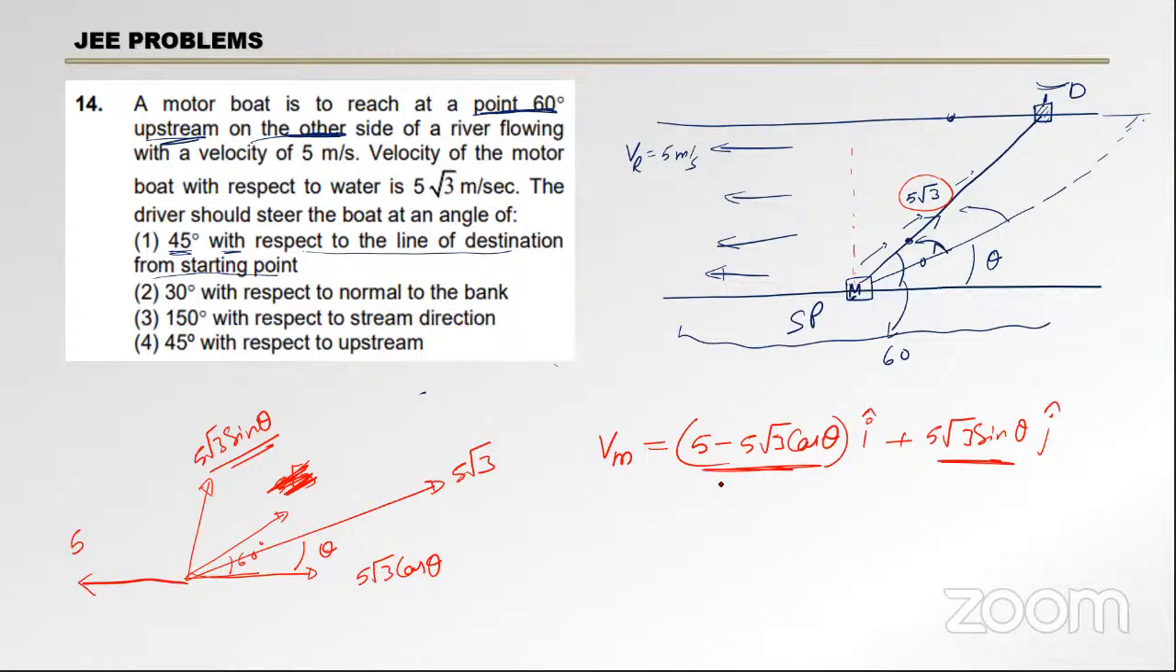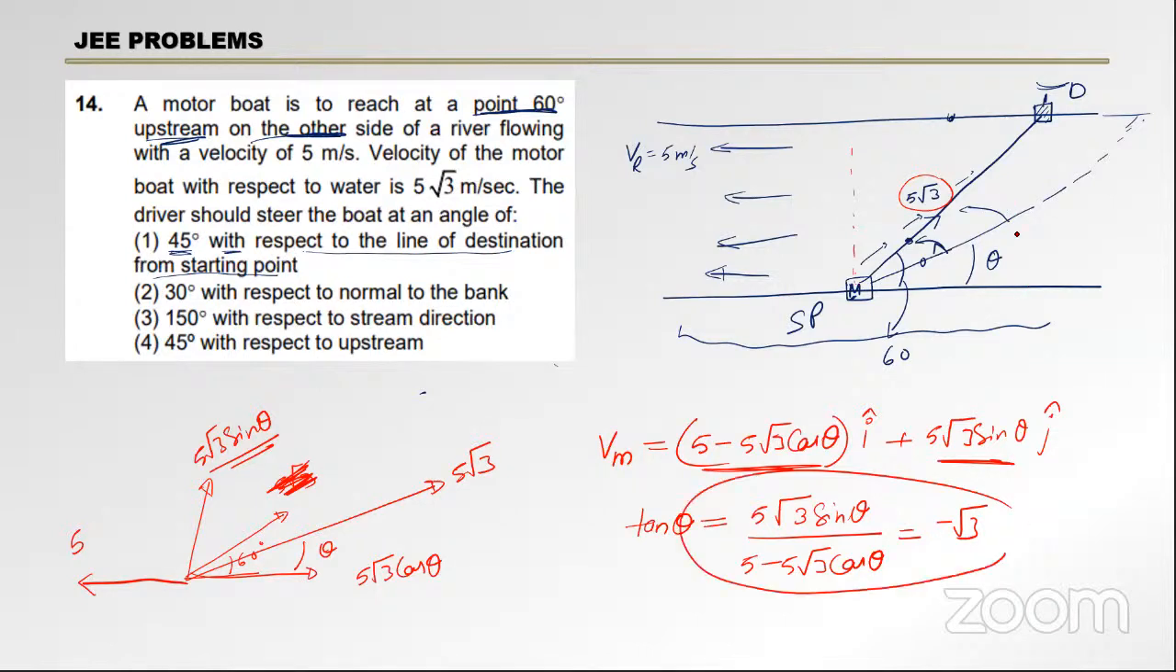Okay. Next, we want to find the angle. So what will we do for the angle? Tan theta. Tan theta will be equal to 5√3 sin theta divided by 5 minus 5√3 cos theta, which will be equal to minus of √3. Okay, so when you solve this, you will finally get theta equals 30. That means this 30 will come. Okay, that solving is your part. You can see in the solution it is given, right?